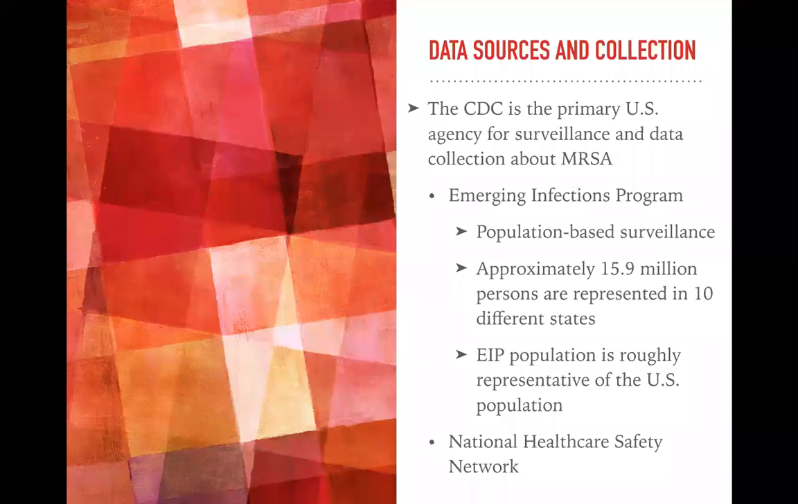Data sources and collection. The CDC is the primary U.S. agency for surveillance and data collection about MRSA, specifically through their Emerging Infections Program, or EIP, which is a population-based surveillance system that includes approximately 15.9 million persons represented in 10 different states. The EIP population is roughly representative of the U.S. population. There's also the National Healthcare Safety Network, which is also involved in MRSA surveillance.